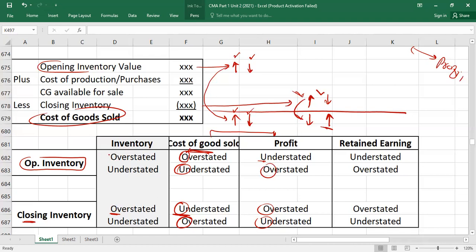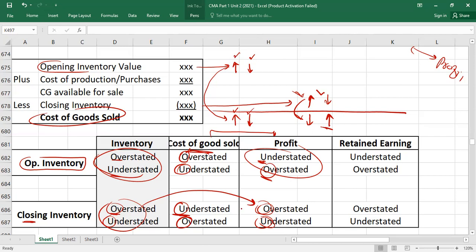Opening inventory always has an inverse relation with the profit. You can see over, under, over. And closing inventory has a direct relation with the profit. You can see over, under. But it's better conceptually to think: link with cost of goods sold first, and from there onward, move to the profits. Then the concept will be clear, you know.